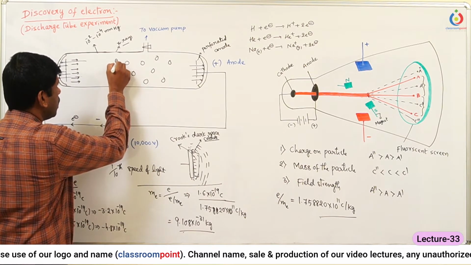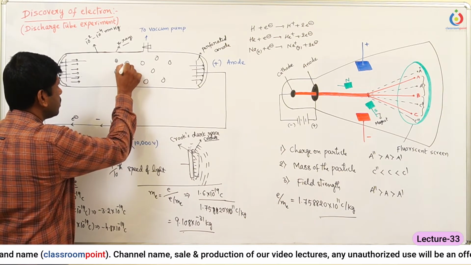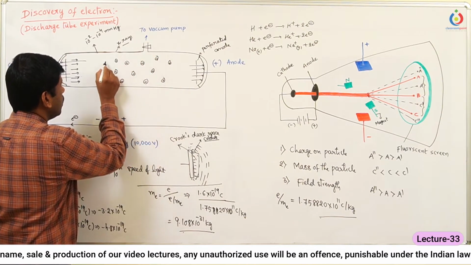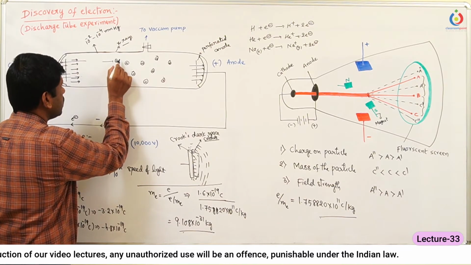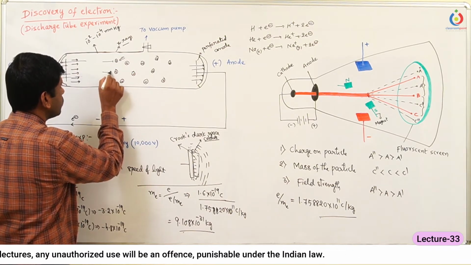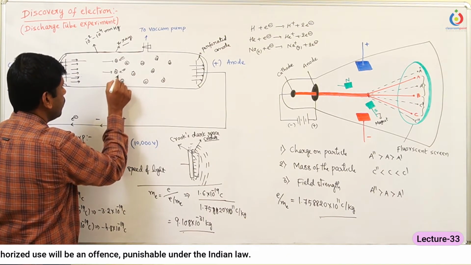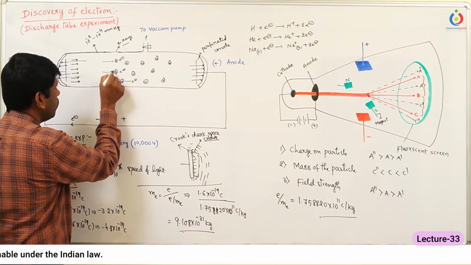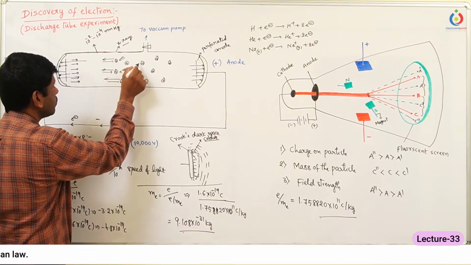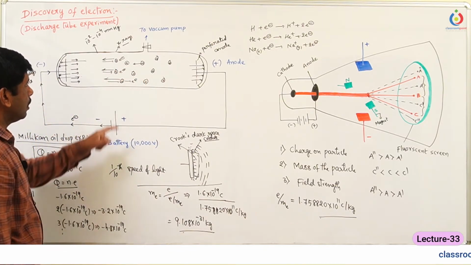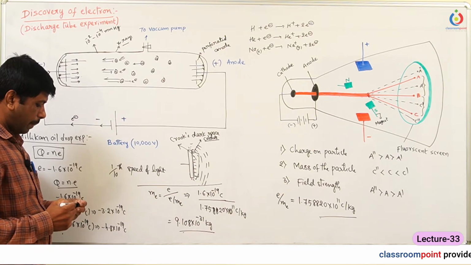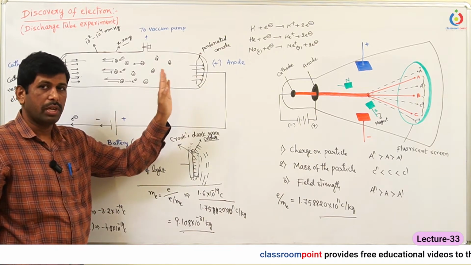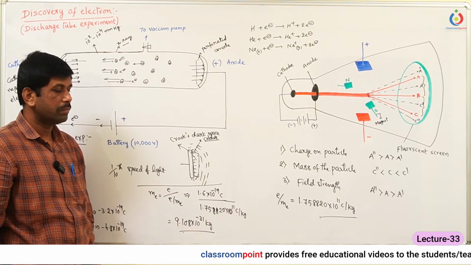So all these are now ionized gas particles. That means positive ions are created after the cathode rays hit the gas. The electrons are coming out this side, but these positive ions are moving in the opposite direction. These positive ions are not generated at the anode. That's why we cannot call them anode rays.